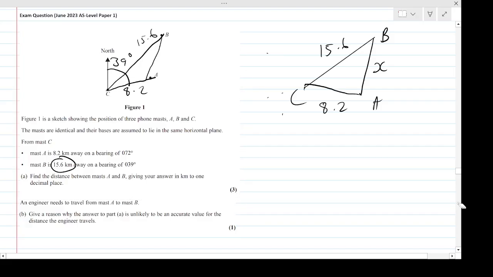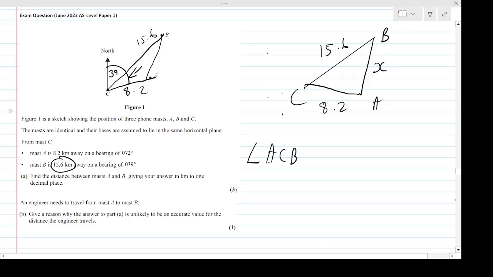Right. So let me show this again. If the overall angle here is 72, which is the bearing from C to A, but I'm told the bearing from C to B is 39, which is here, then I can work out this angle here in the triangle. Isn't that angle then, we'll call it angle ACB?